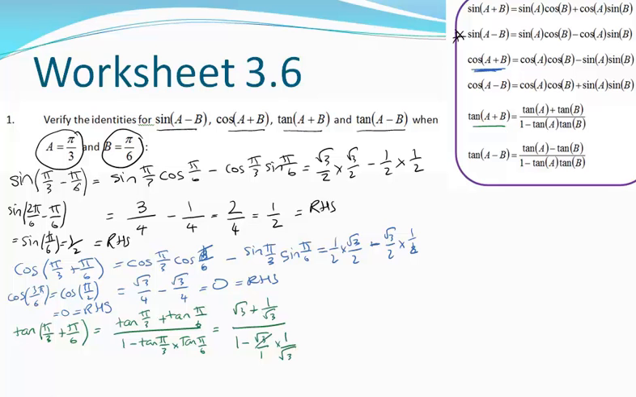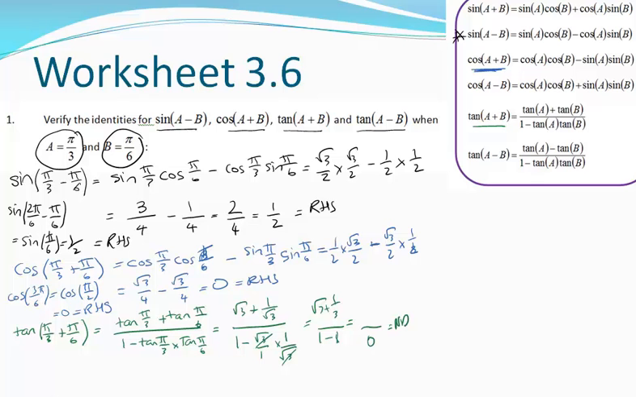So we're going to multiply this, and our root 3's can cancel. So what we end up with is 1 minus 1 on the bottom, and root 3 plus 1 on root 3 on top. And this becomes dividing by 0. So this is not defined, isn't it?